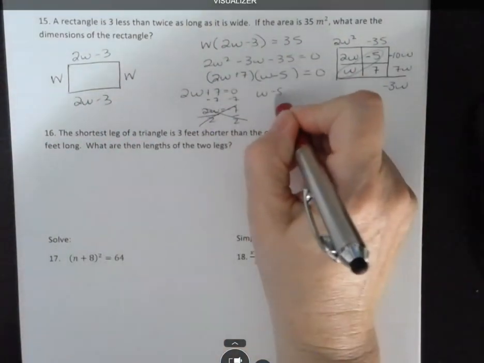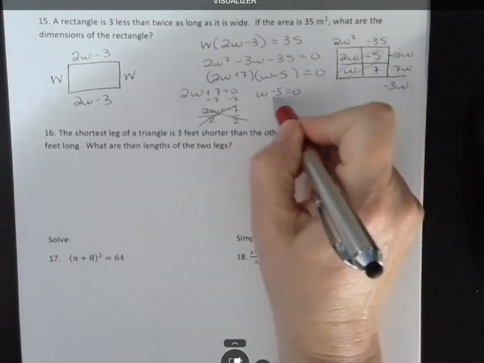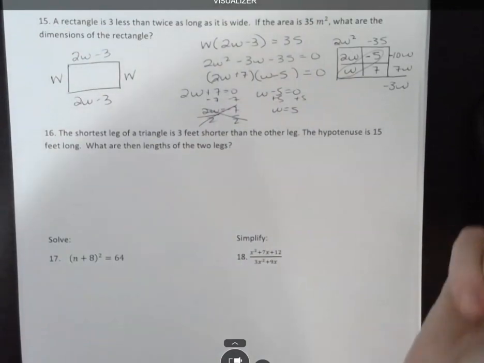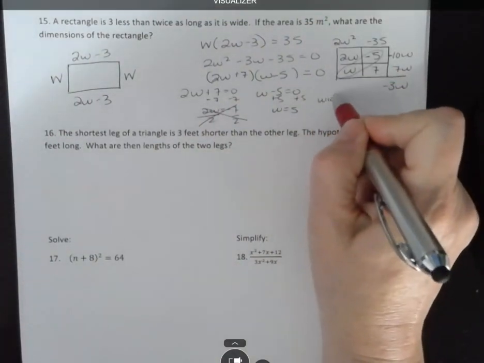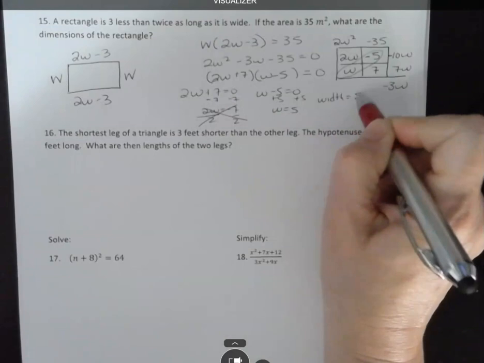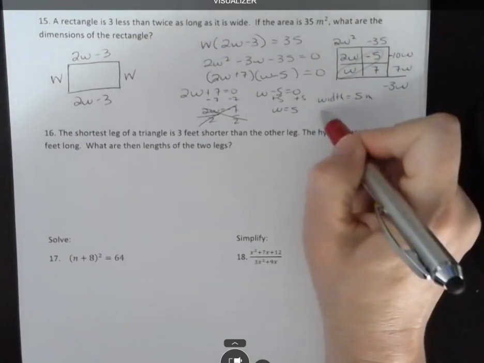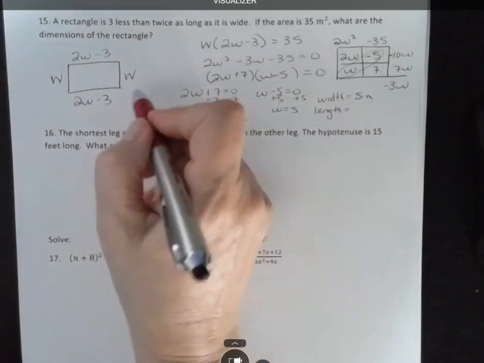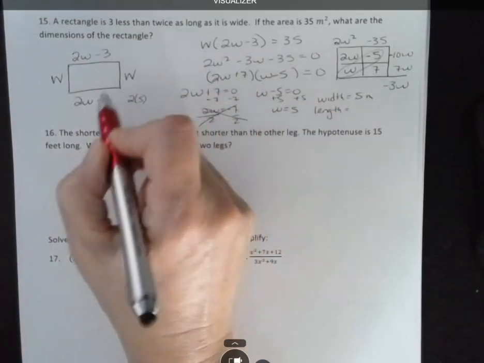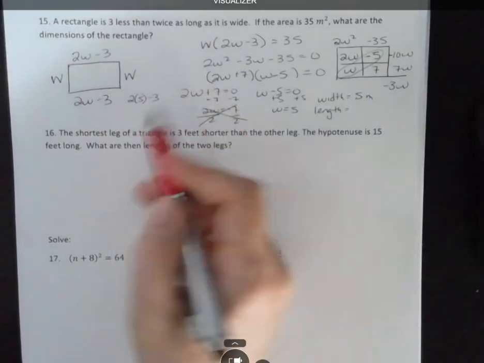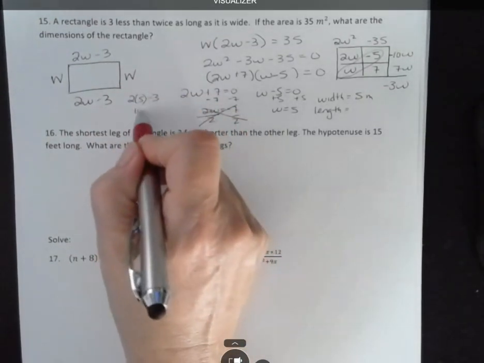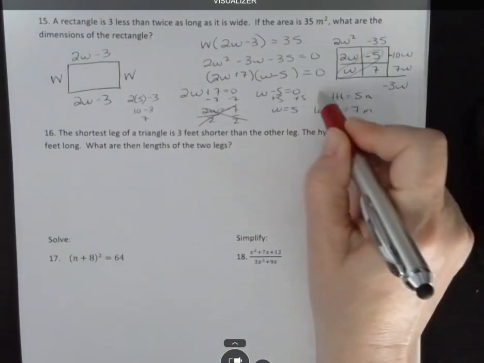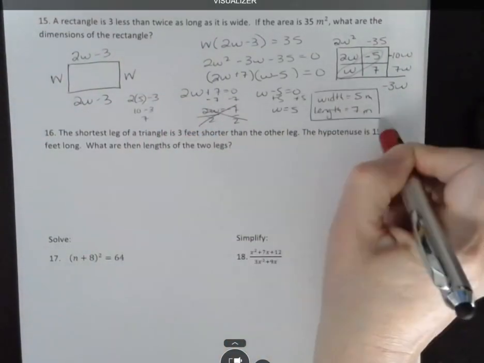We also have w minus 5 equals 0. If we add 5 to both sides, then we get w equals 5, and that's the only one that works. So our width equals 5 meters. And our length, well, that's 2 times 5 minus 3, because we said it was going to be twice as long, but 3 less than that. So 2 times 5 is 10, minus 3 is 7, so we know that we have 5 meters by 7 meters for our rectangle.